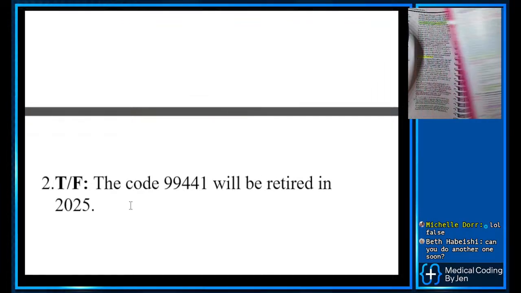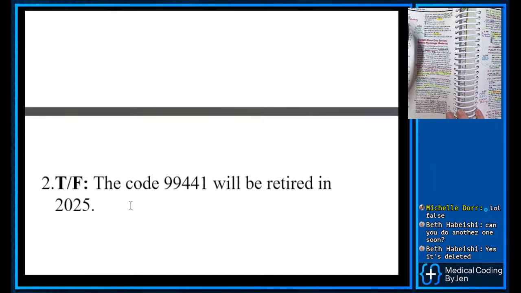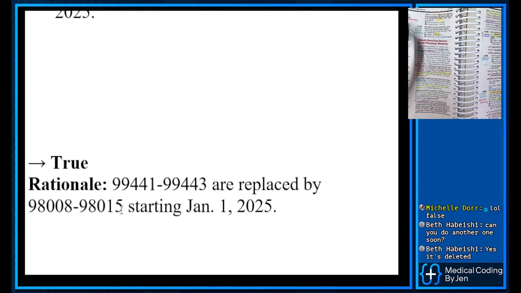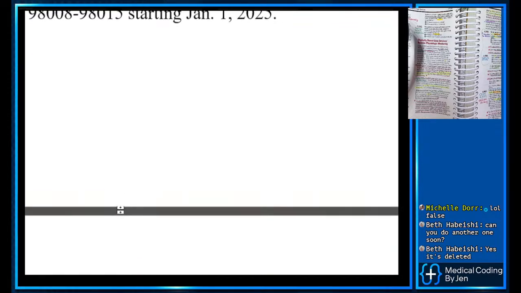44. Can we find it in here? That they deleted them? But that one is true. They were deleted. Yep. All right.